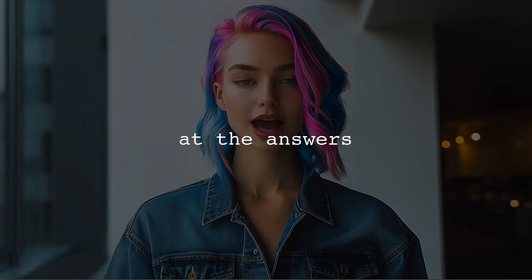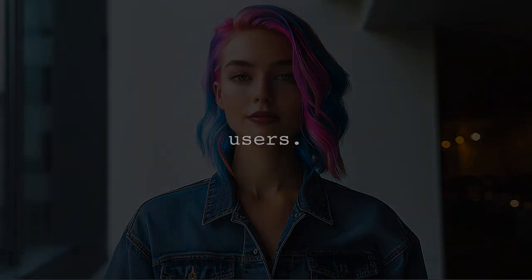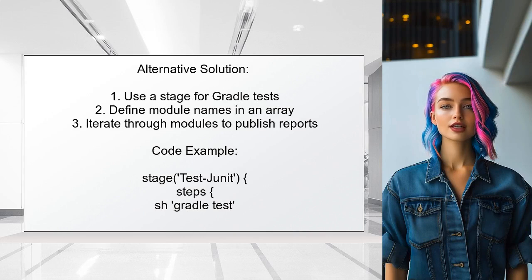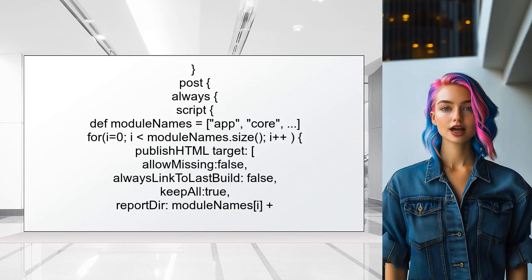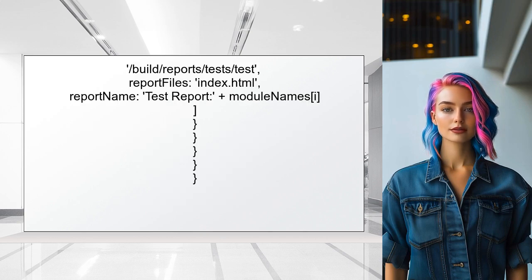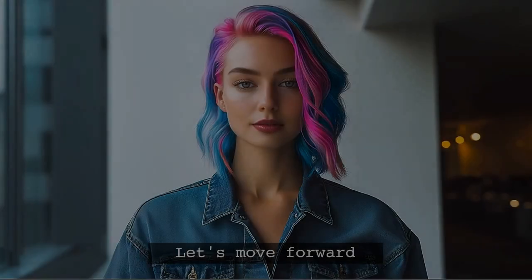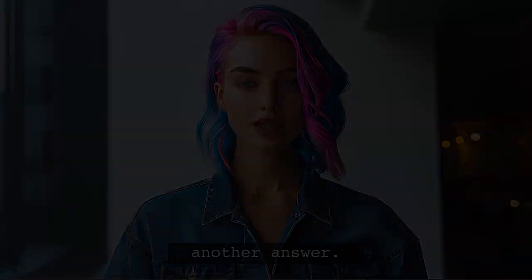Now, let's look at the answers provided by other users. An alternative approach shared by a user involves using a stage for running tests with Gradle. They suggest defining a list of module names and iterating through each one to publish HTML reports for each module's test results. Let's move forward and look at another answer.